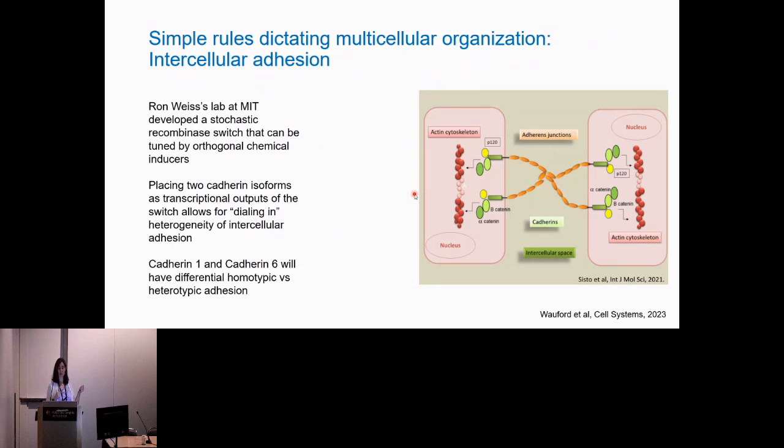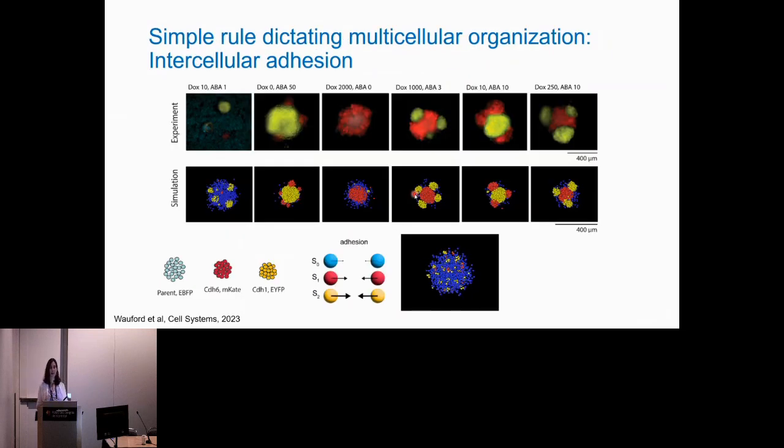So what they were able to do then is dial in different concentration levels of their chemical inducer, and they started observing these globs of either red cells or yellow cells with different types of organization arising from this. And this is at the point that they approached us and said, we really need to understand what's going on here. Can your model help us?